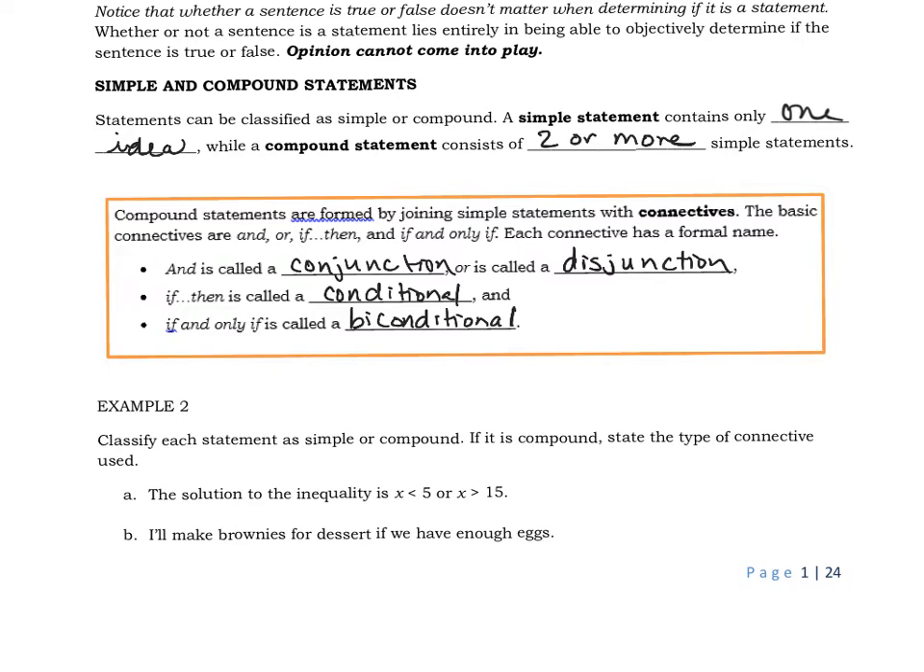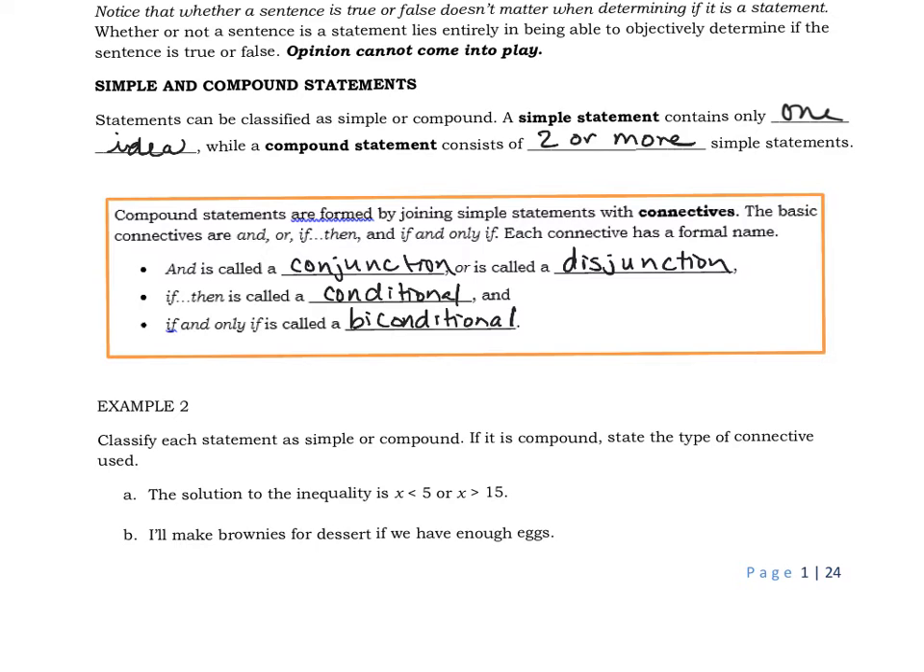All right, example 2. Classify each statement as simple or compound. If it is compound, state the types of connective used. So the solution to the inequality is x is less than 5 or x is greater than 15. So another way you could think about saying this is the solution to the inequality is x is less than 5 or the solution to the inequality is x is greater than 15.